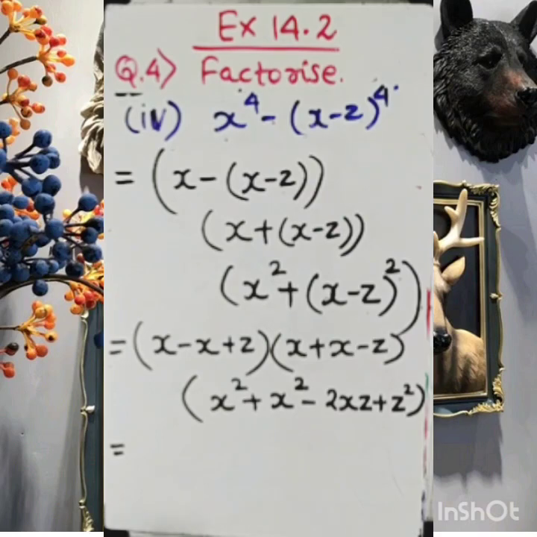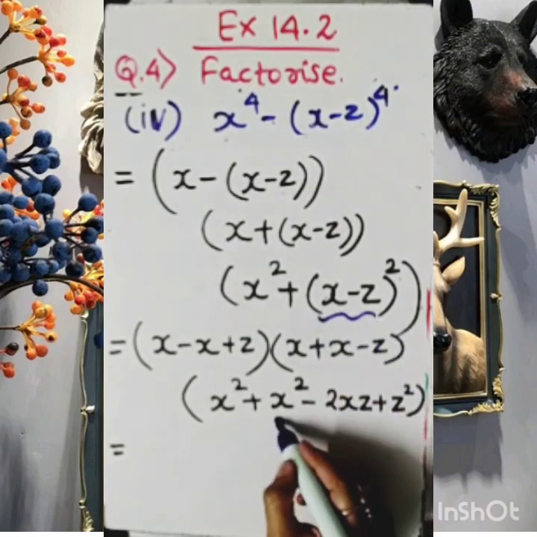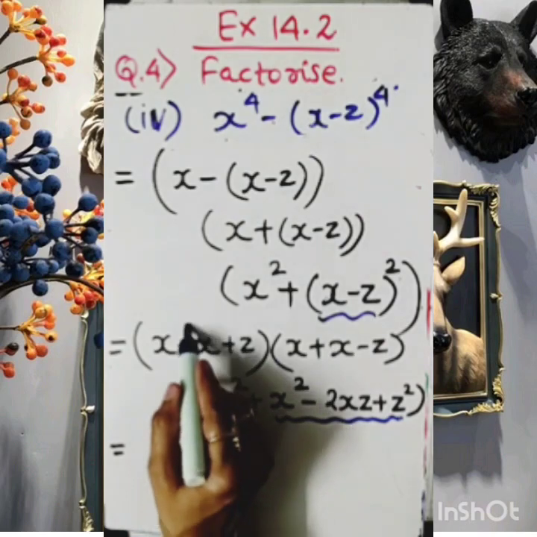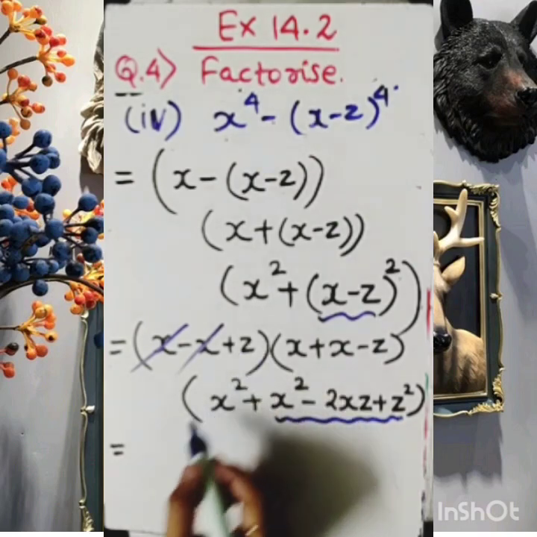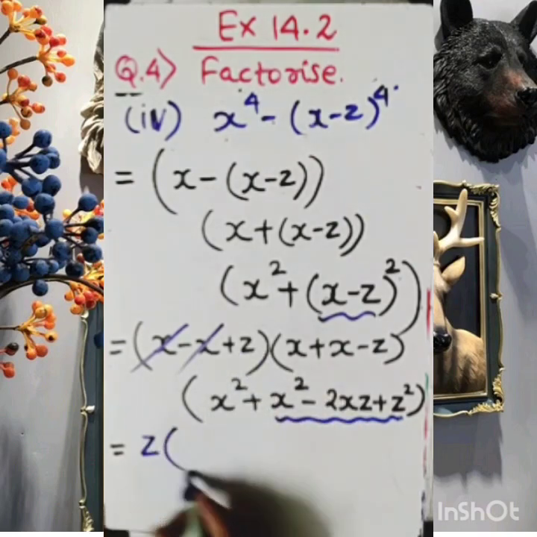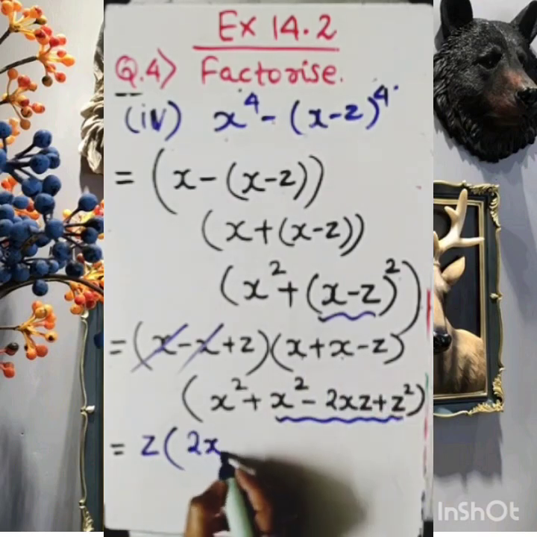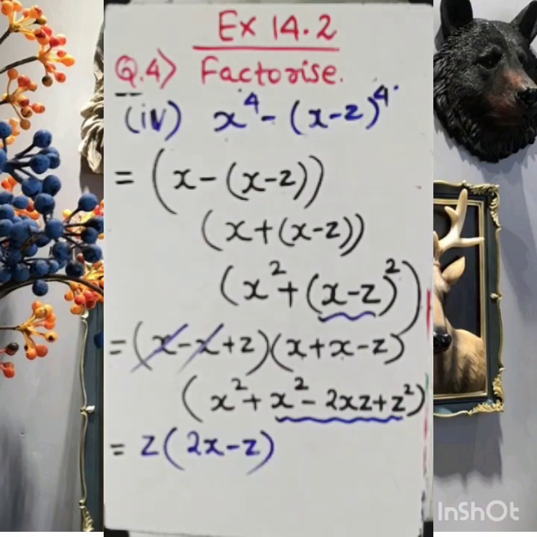The second identity we are using here for this x minus z is x square minus 2xz plus z square. So you can see here plus x minus x cancel. So what is left? Here only z will be left. So let me write z here. In another bracket, x plus x is 2x. Agree? And this minus z. So it is 2x minus z.